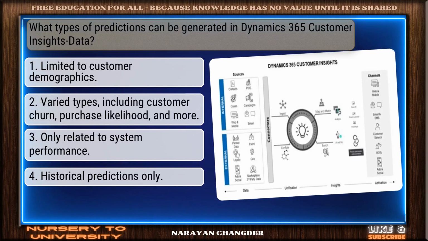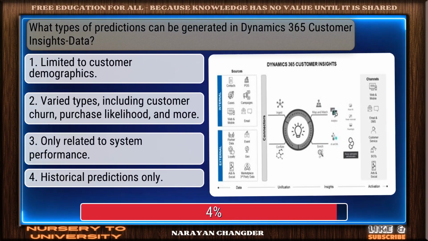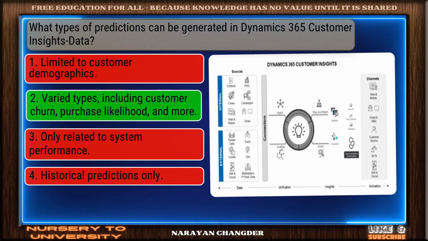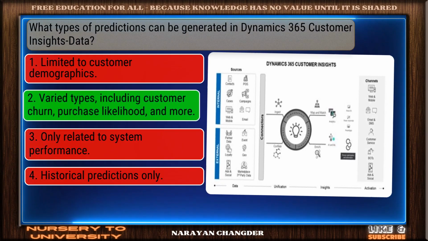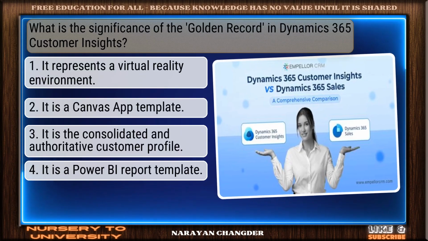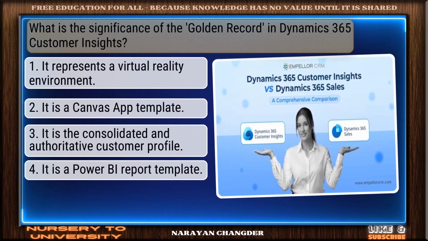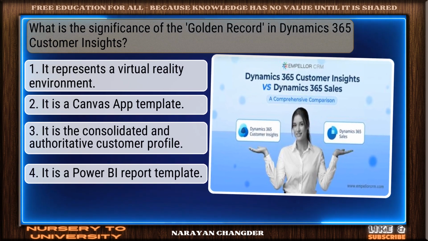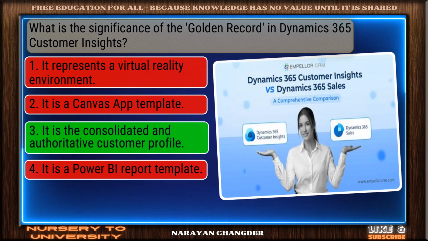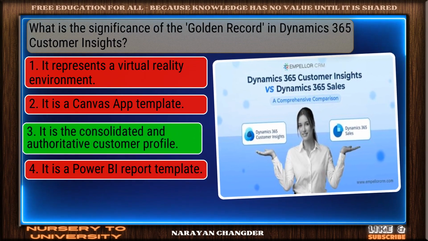Question number 40. What types of predictions can be generated in Dynamics 365 Customer Insights data? Exactly. Varied types, including customer churn, purchase likelihood, and more make sense, and it is the right choice. Question number 41. What is the significance of the golden record in Dynamics 365 Customer Insights? Right again. It is the consolidated and authoritative customer profile is a valid answer.